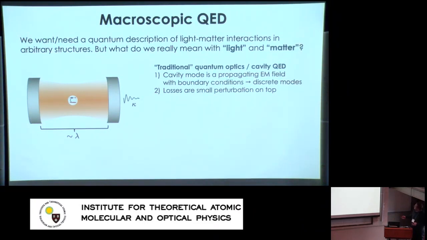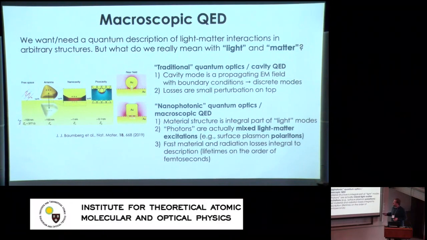So we want the quantum description of light-matter interactions in basically arbitrary structures. First, we might have to think a bit about what do we really mean with light and matter. And in traditional quantum optics, this is relatively obvious. I can just think of light bouncing around the mirrors. In the middle, it's clearly light. Right? And the mirrors just give me boundary conditions. I get discrete modes. The losses are mostly small perturbations.